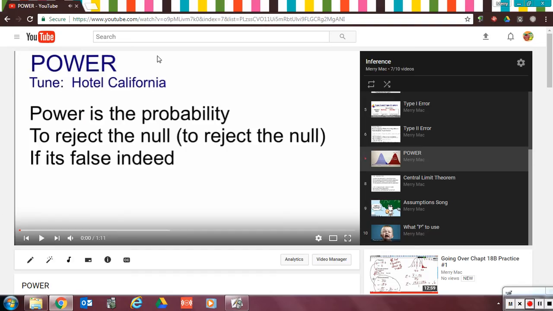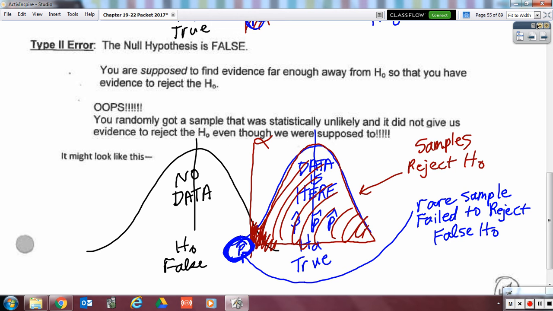Okay? And then we'll do Hotel California tomorrow, so you'll like that one. But let's take a look at this. See, my sample did not give me evidence to reject the null hypothesis.